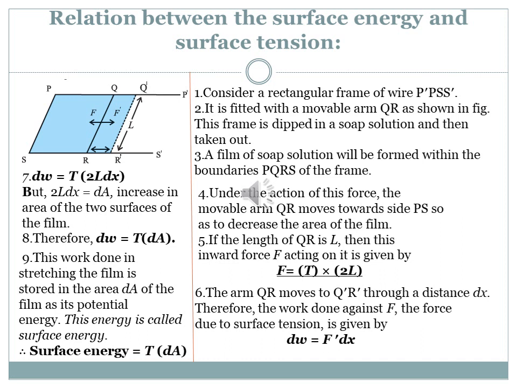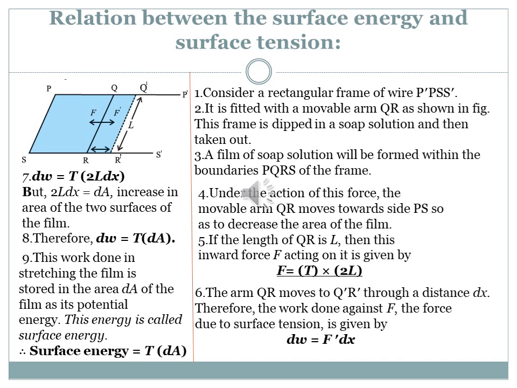We are going to put the value of F inside it. Then by considering the increase in area term, which is 2L into dx, you get dW as T into dA. It is as simple as that. We are just going to remember only two equations. By using those two equations, you can derive the whole derivation.